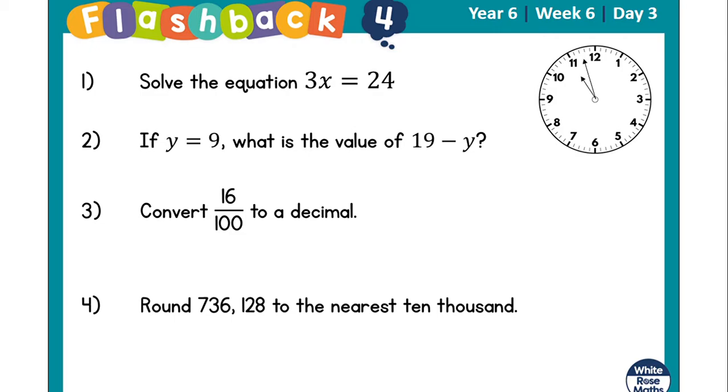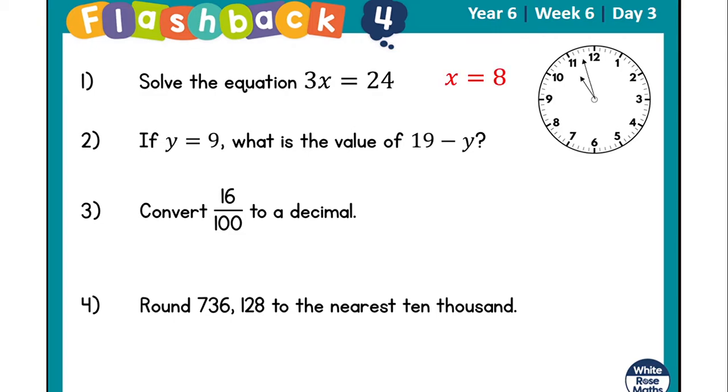Okay, so question 1. Solve the equation 3x equals 24. Well, we know that 3x means 3 times x, so we need to get x on its own. So we're going to divide 3x by 3 and we're going to divide 24 by 3. So that we then know that 24 divided by 3 equals 8. So x equals 8.